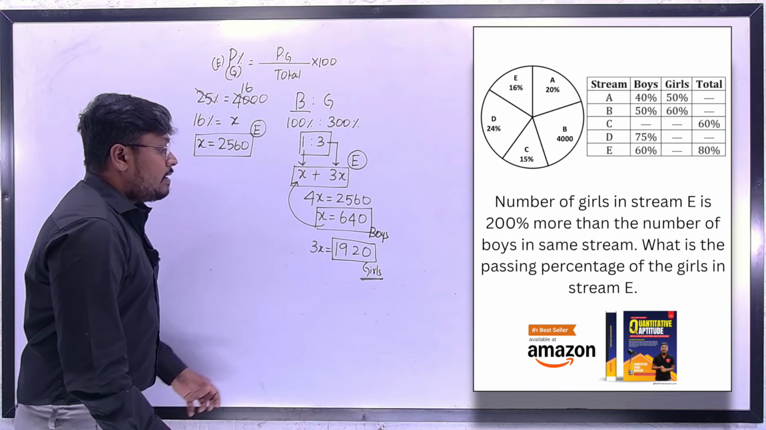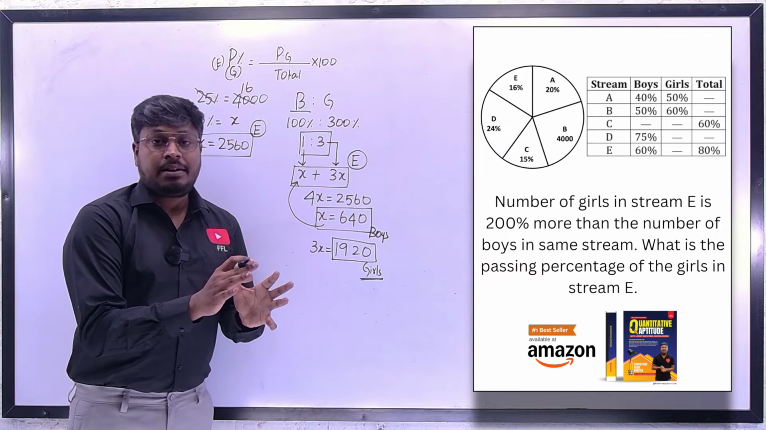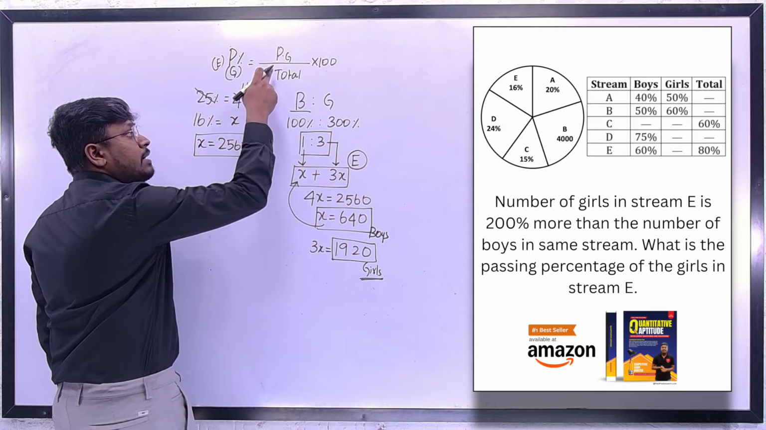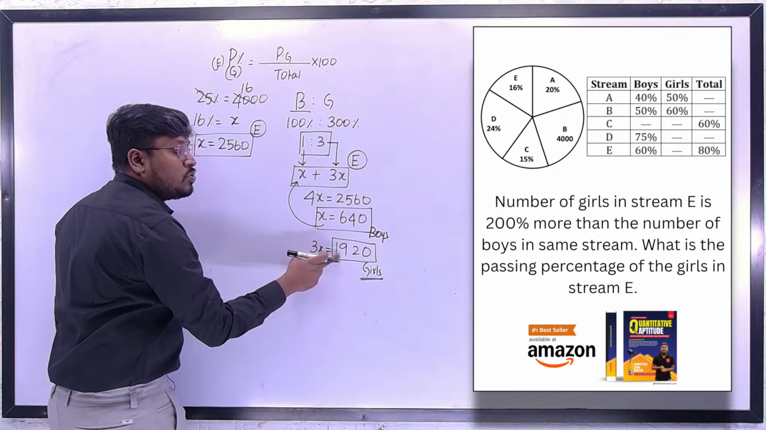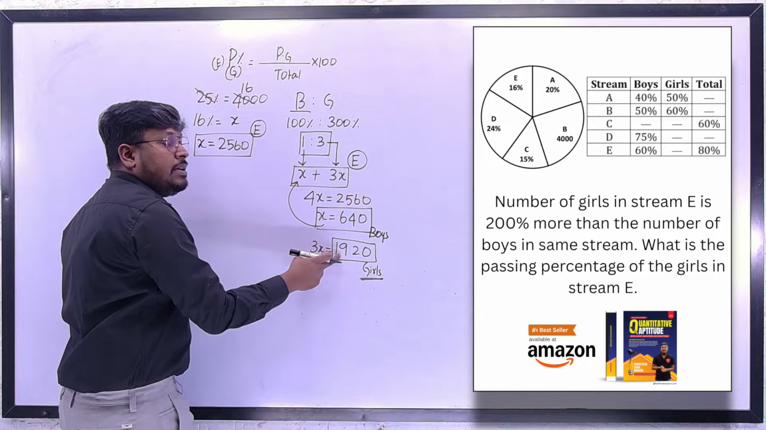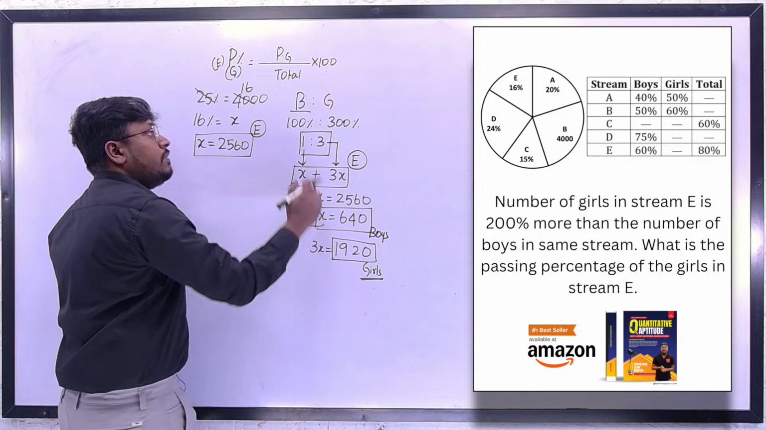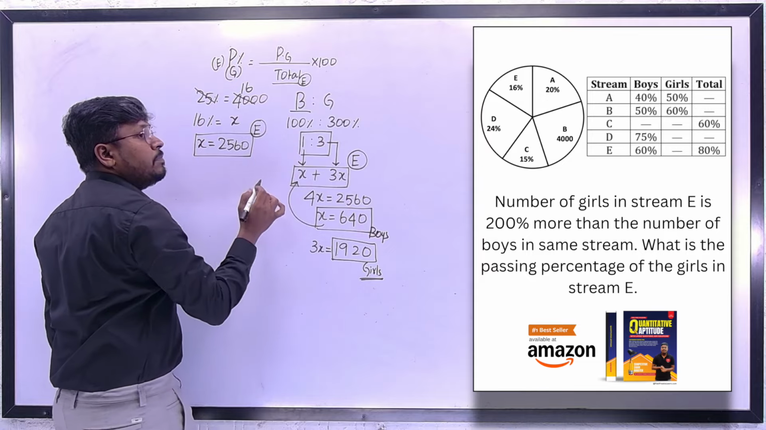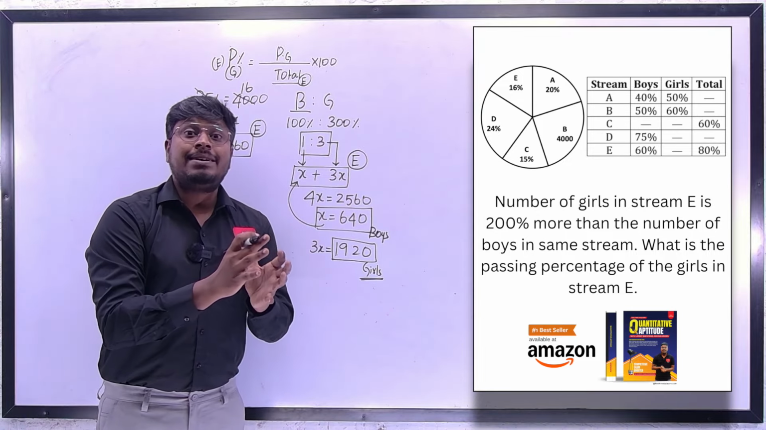So finally, initially what we have seen is what we need to find here in the question. We have to find the total number of passed girls divided by the total number of girls. So now we got the total number of girls: 1920. So from the given data, we found 1920 will be the total number of girls in stream E. So we found this value. Now we have to find the total number of passed girls.